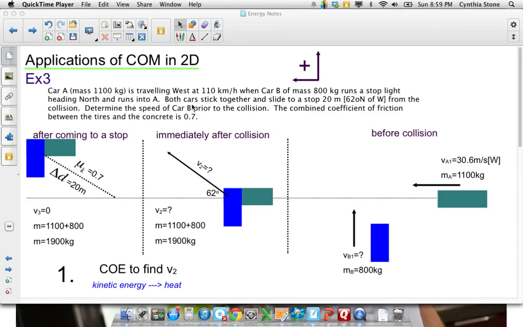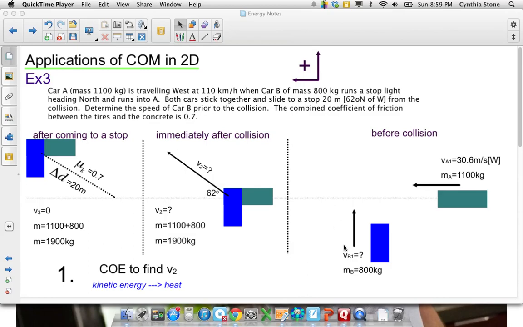And what are we looking for? We know what happens after the collision: they slide to a stop, very similar to Miss Hillary's example. But this time it's on an angle, because they're running into each other side on, so they end up moving on an angle. And I want to know how fast B was going when they ran into car A.